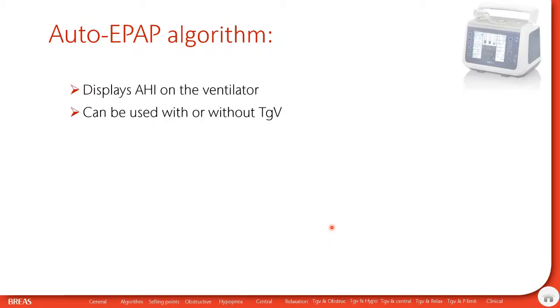So the Auto-EPAP algorithm will display the apnea-hypopnea index on the ventilator and in the PC software, and can be used with or without target volume. So as a standalone, let's call it, for example, pressure support with Auto-EPAP, or in combination with target volume, pressure support with target volume and Auto-EPAP.